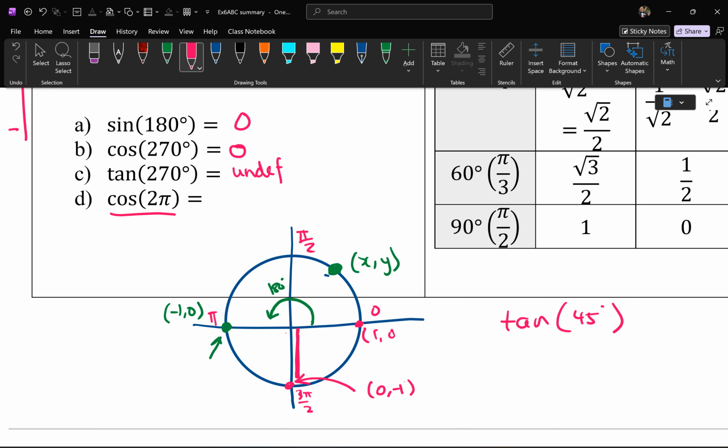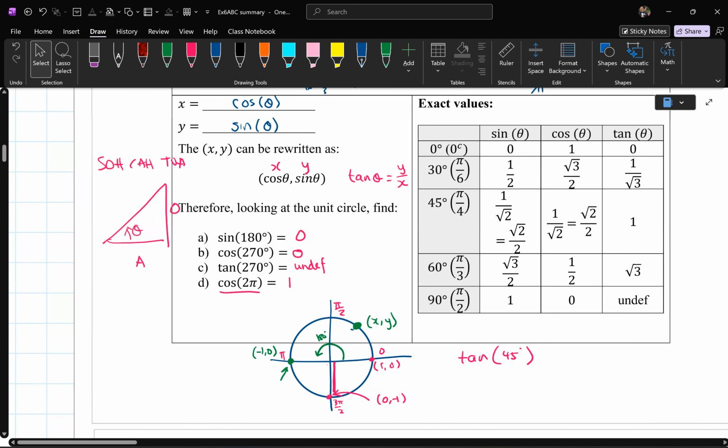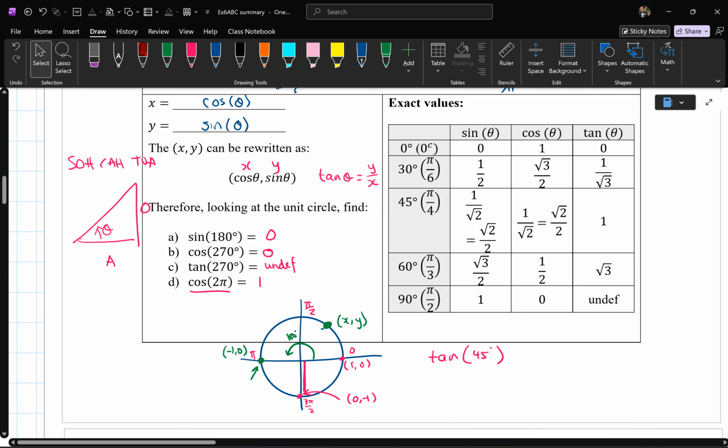Very good. So if it's 1, 0, the x coordinate is? What's the x coordinate? 1. So therefore cos of 2 pi is asking what's the x coordinate at this point? That'll be 1. Yeah, but if I asked you sine of 2 pi, then it would have been 0. Yeah? All right. That's the interpretation from last year.